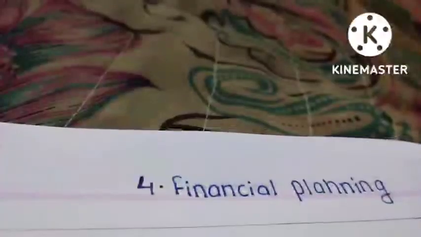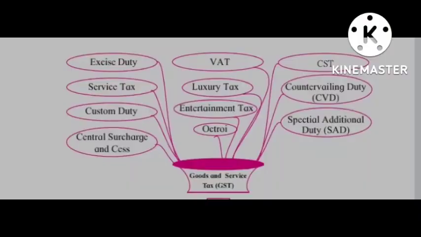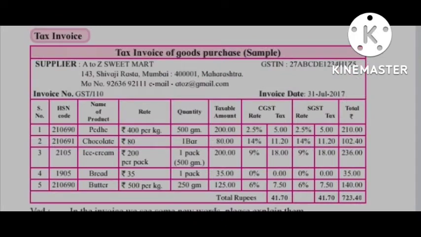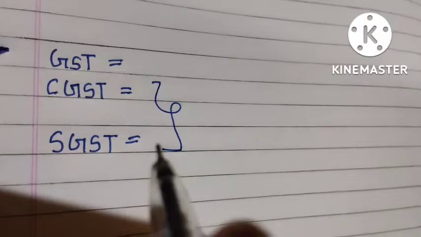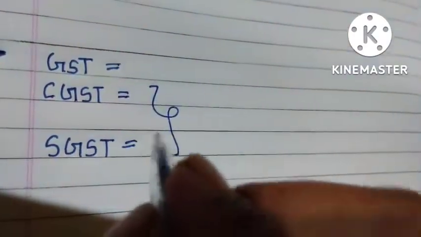In this video, we will learn about financial planning. Let's start the video. These are some taxes collected by the government before GST. This is the tax invoice in which we have to find out these things. The rate of GST is equal to the rate of CGST.